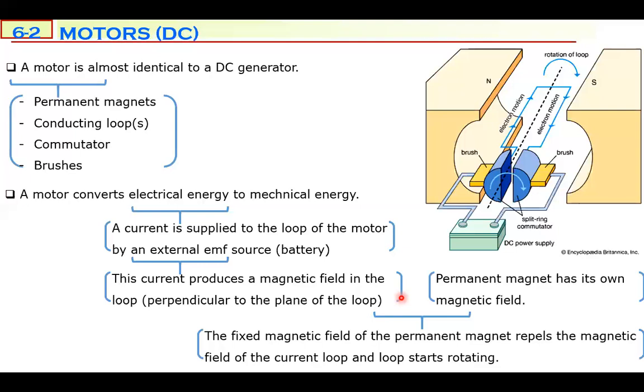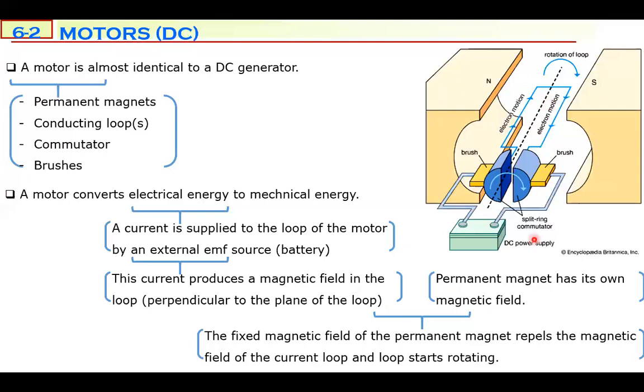Perpendicular to the plane of the page. A magnetic field of this loop will be perpendicular to the plane of the loop. So it will be vertical like this. There will be two magnetic fields in this case. One is the permanent magnet, which will have a horizontal magnetic field like this. And this magnetic field of the loop will be vertical.